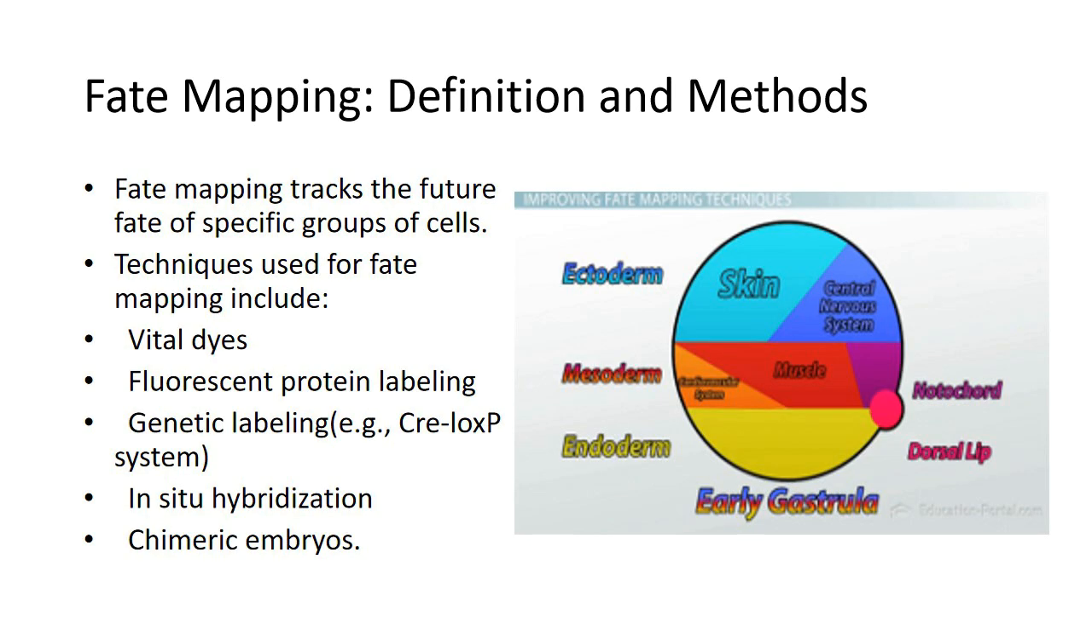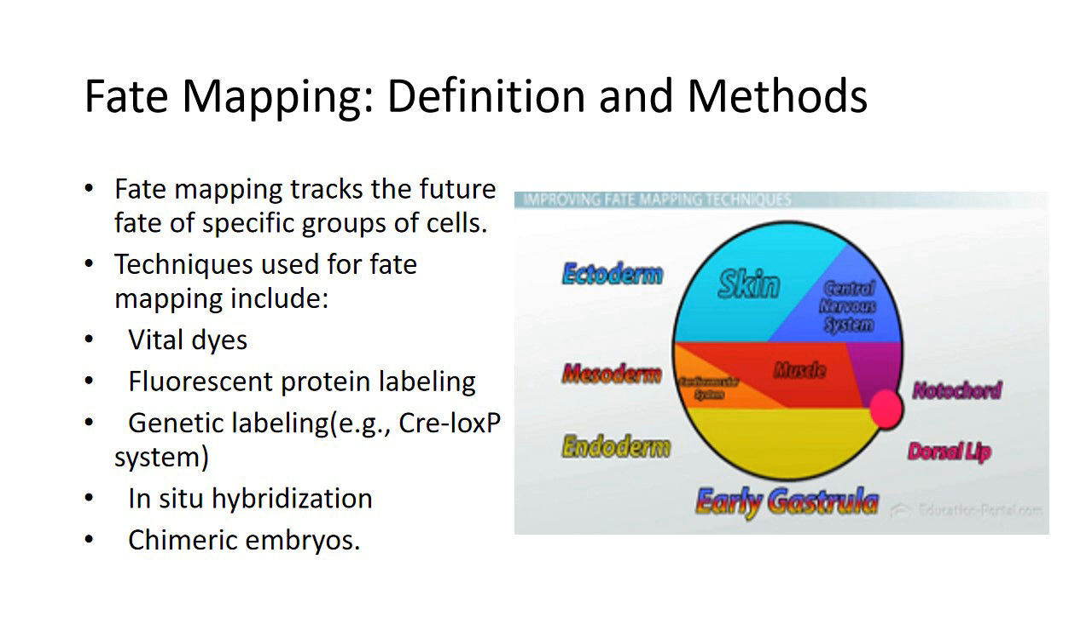First, fate mapping: definition and methods. Fate mapping refers to the process of tracking and identifying the future developmental fate of a specific group of cells in an embryo. It aims to determine which tissues and organs specific cells will contribute to as development progresses. Fate mapping is essential for understanding how different parts of an embryo form, where particular cell types arise from, and how the germ layers give rise to various tissues.